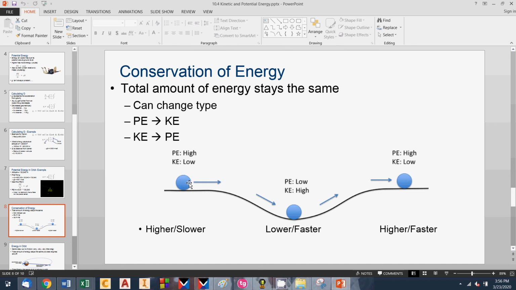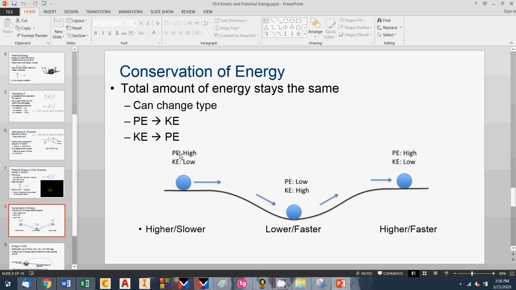For example, if I have a ball rolling on a surface and there's a little dip in the surface, the ball can be relatively higher and rolling along fairly slowly. When it hits this little dip, as it rolls down, it's going to accelerate. Since it's going faster, our kinetic energy, the energy of the speed of the object, increased. Here our kinetic energy was low because it's going slow. Here our kinetic energy is high because it's going faster. Where did that energy for the ball to speed up come from? It came from the transfer of potential energy.